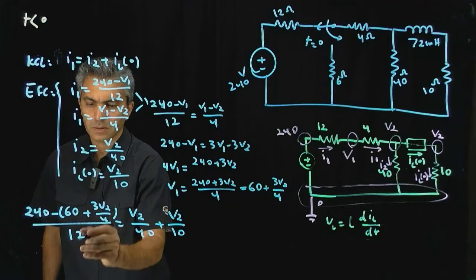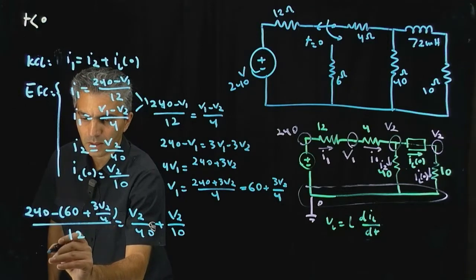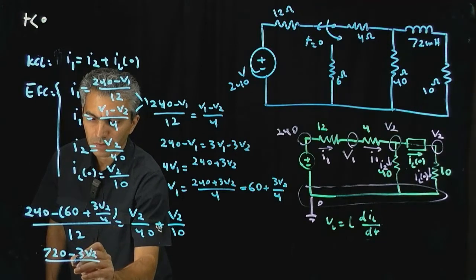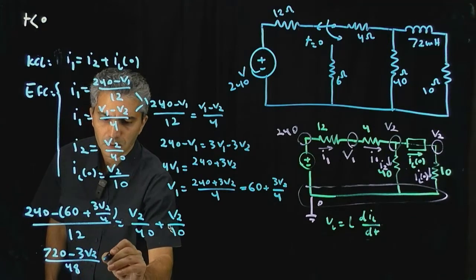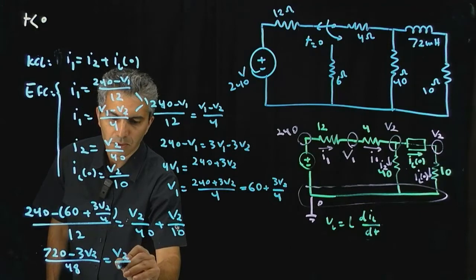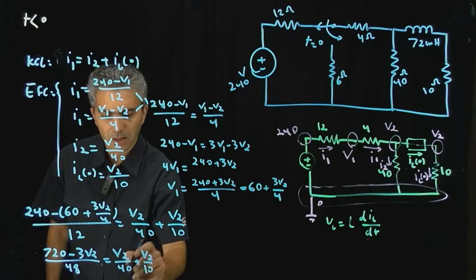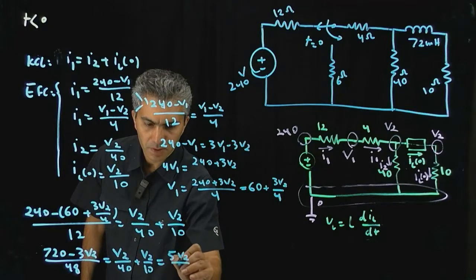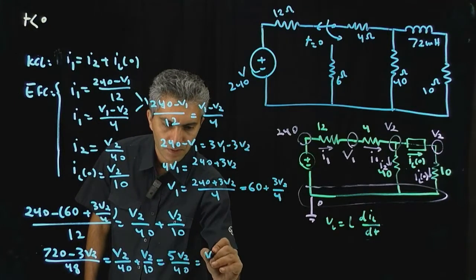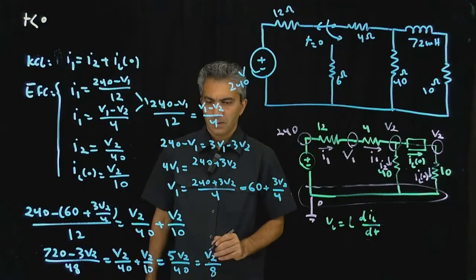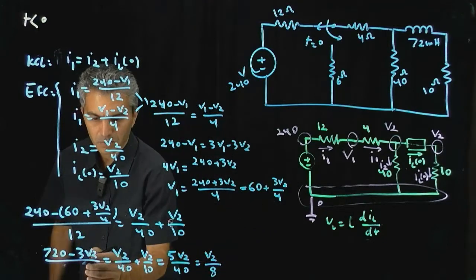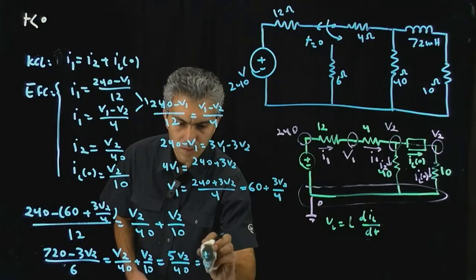And then, so that's 4 times 180, that's 720 minus 3V2 divided by 48 is equal to V2 divided by 40 plus V2 divided by 10. That's 5V2 divided by 40. That's actually V2 divided by 8. So now you can simplify these two. That's both sides multiplied by 8. That would be 6. And this is V2.